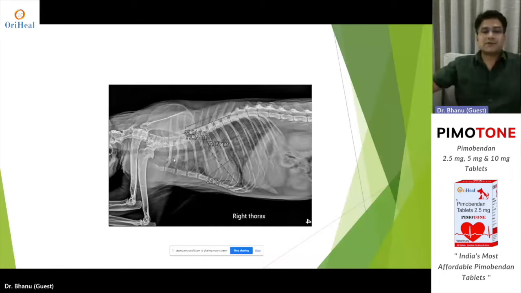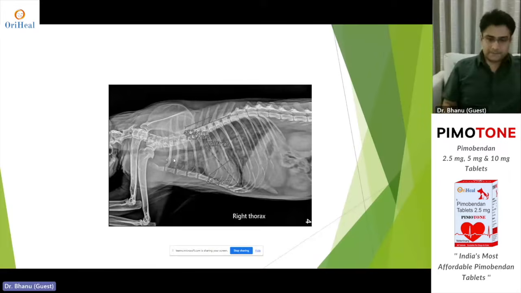The vertebral heart score is a good method to evaluate the heart size in cats as well. So in this particular cat, Muffin, the vertebral heart score came out to be 10.1, right? So the normal vertebral heart score in cats is 6.9 to 8.1. In this, it was 10.1, which would mean severe cardiomegaly.